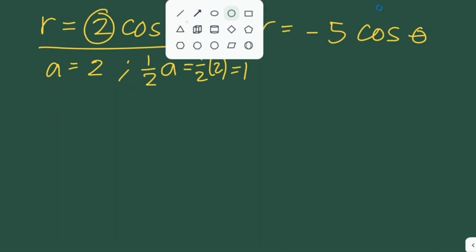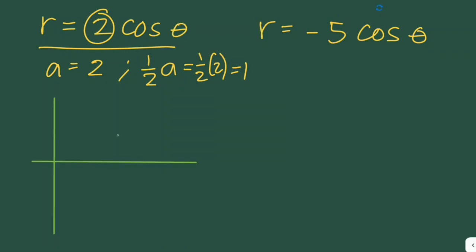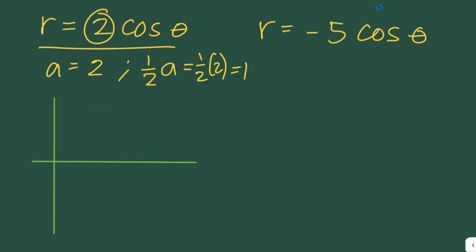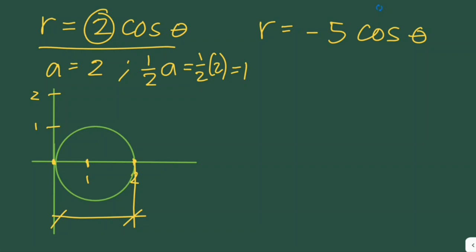All right, let's graph this. Let's say this is 1, this is 2, 1, 2. This is what our graph would look like. The distance from this point to this point is equivalent to A, which is equal to 2, the diameter of the circle, and from the center of the circle to here is equal to 1, which is one half of A.